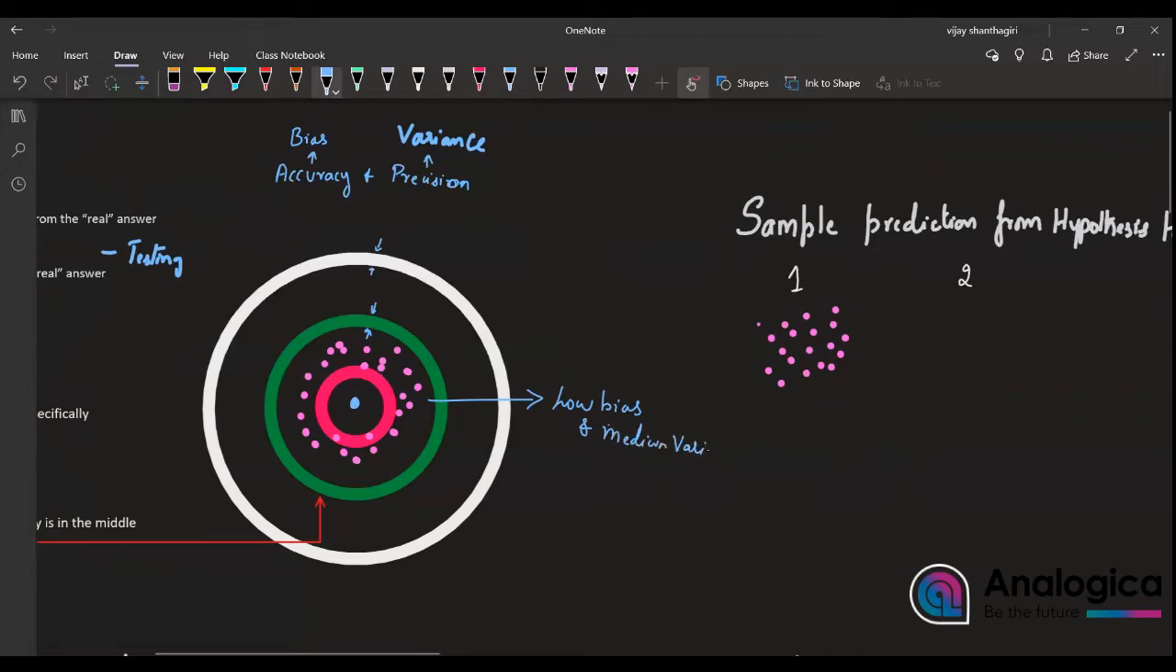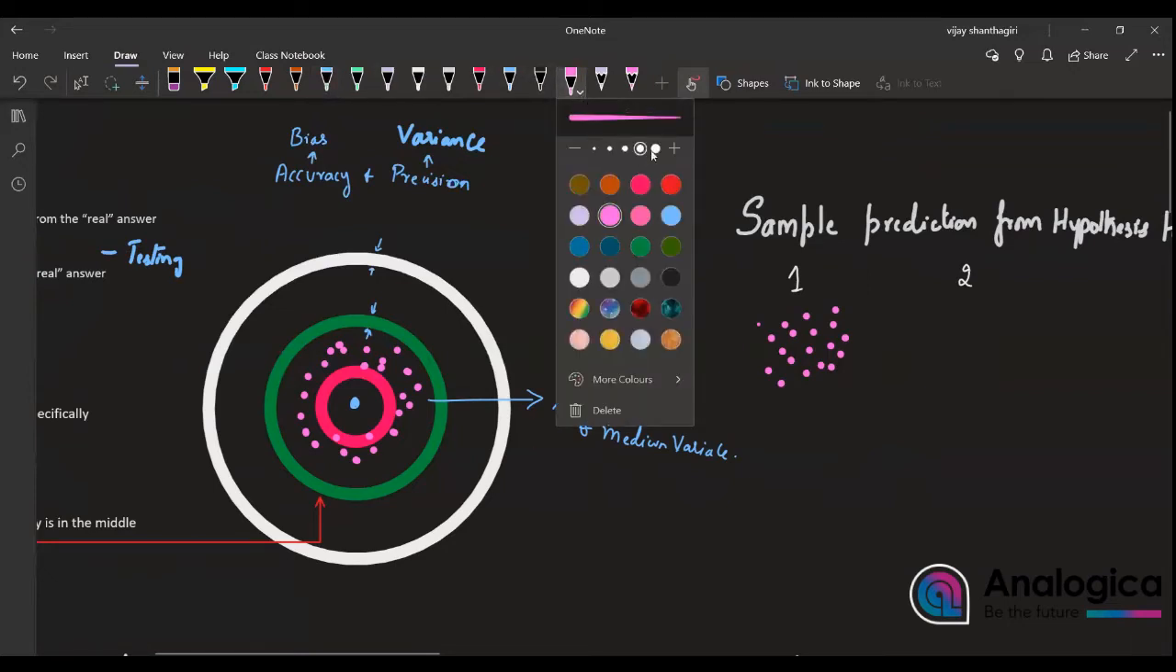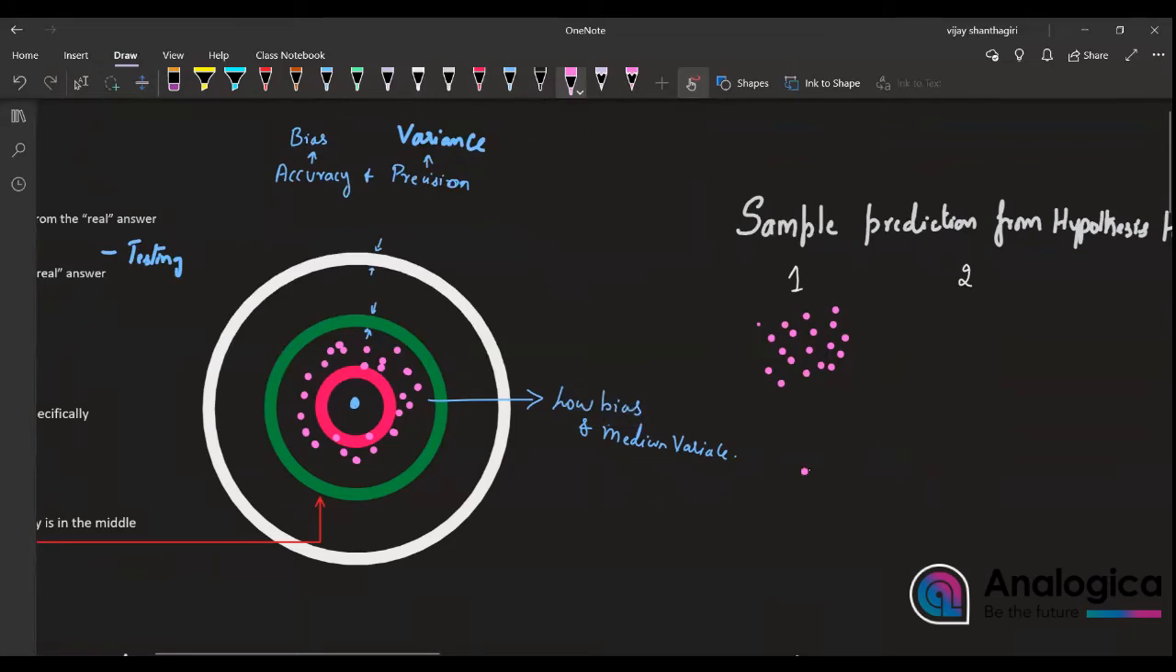Now, if I attempt to draw something which would be more like low bias and high variance, how would it look? Let's attempt to draw it. It would look something like this.